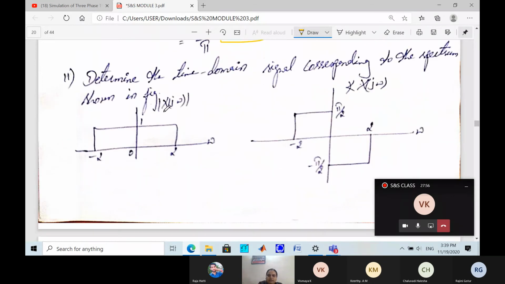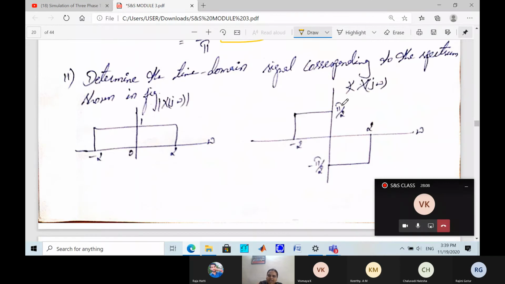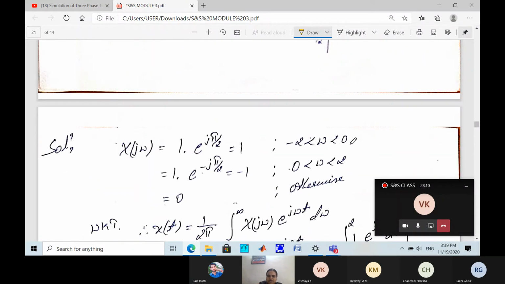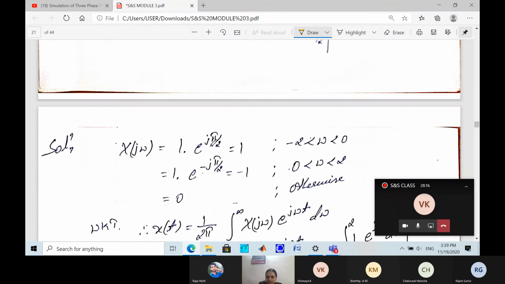Next, here a different angle is given. Just observe: determine the time domain signal corresponding to the spectrum shown in the figure. The magnitude is the same, but the angle is different. Observe here what the angle is. Here it is taken as pi by 2, that is, j pi by 2.